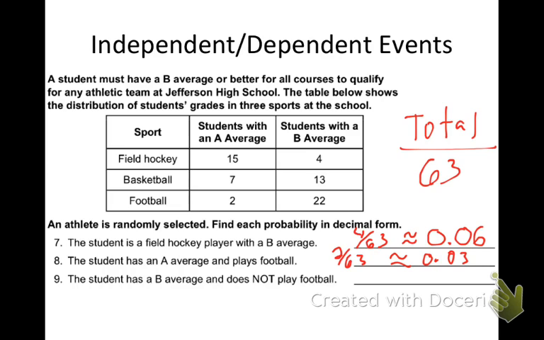And then what about number 9? The student has a B average and does not play football. Which ones are we looking at here? 17 out of 63. How'd you get 17? Yeah, 13 and 4. So 17 out of 63. Great. And that comes out to be approximately what? 0.27. Nice job. Okay, so that's probability using tables as well.